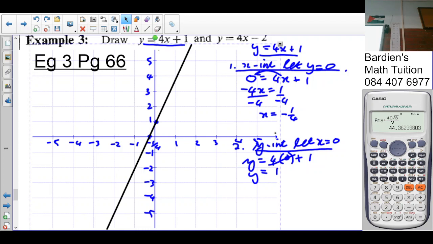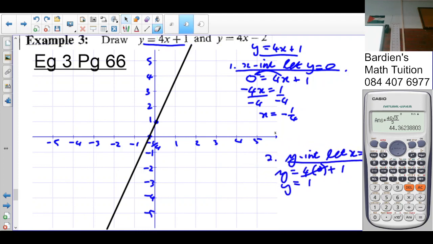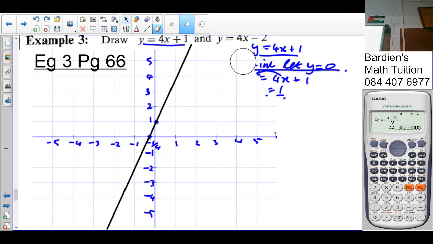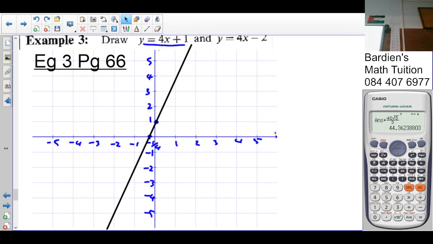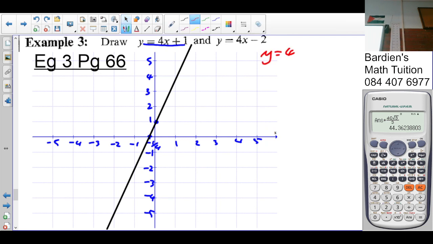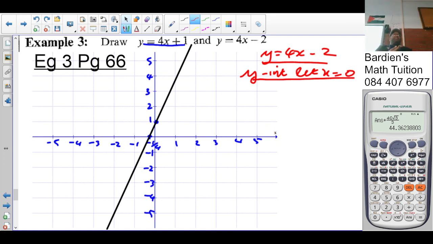So now let's do the other calculation. Let's do that in red. For the graph y equals 4x minus 2, where do we start off? Y-intercept. What do you do for y-intercept? Let x equal to 0. If you calculate your y-intercept first or your x-intercept first, no problem. Y-intercept: let x equal 0, so y is equal to 4 times 0 minus 2. 4 times 0 is 0, minus 2 is negative 2.